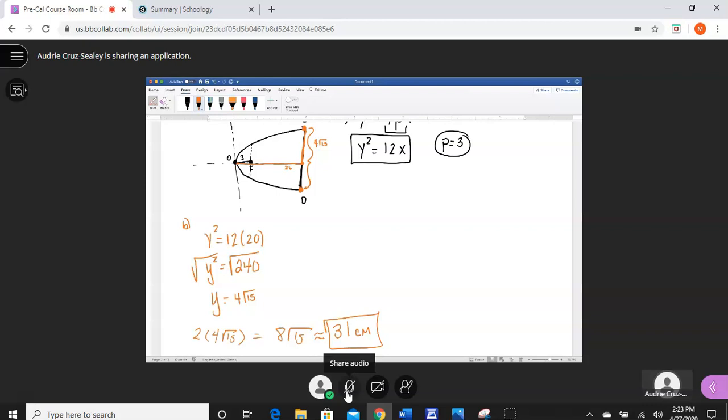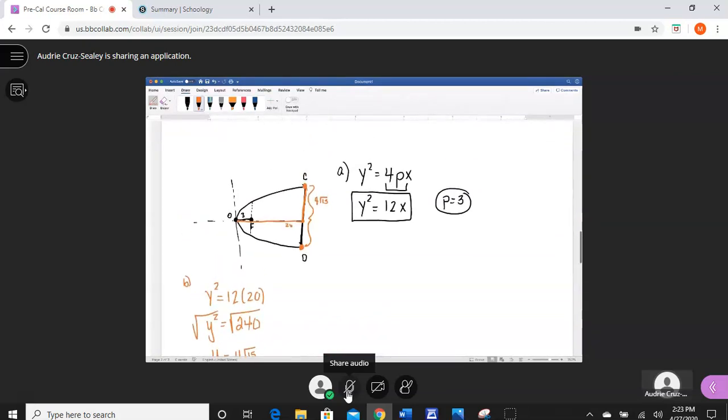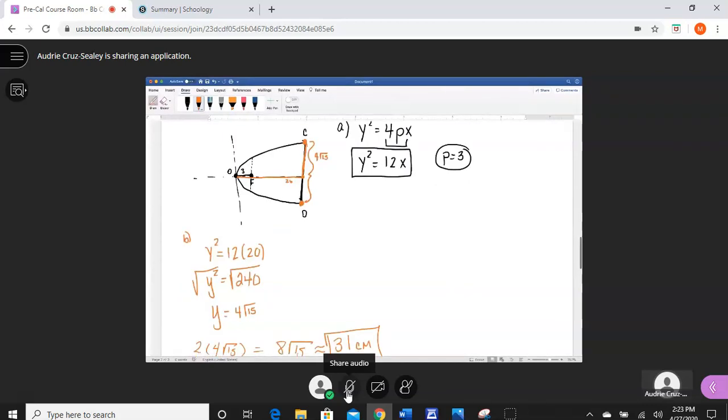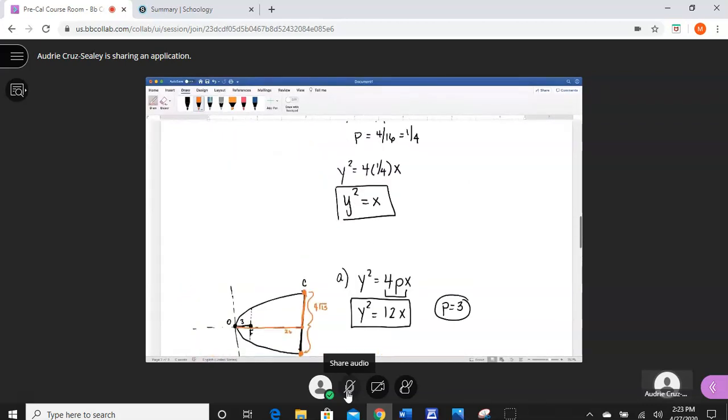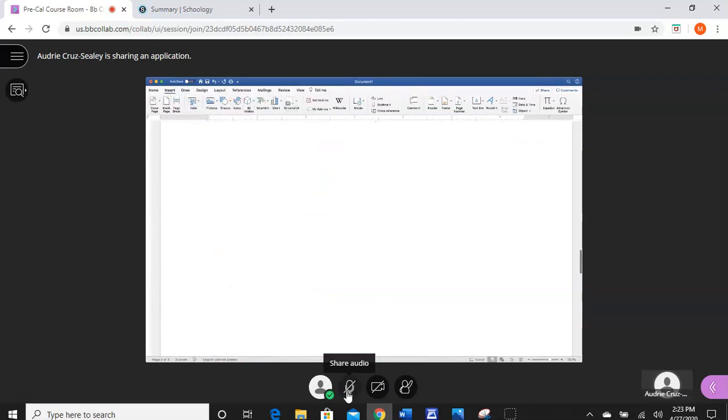How are we feeling about parabolas? Any questions? Okay. Let's start on ellipses. Just the notes part. We're not going to get into any examples, really. Just the notes part, so I don't have to do that tomorrow.